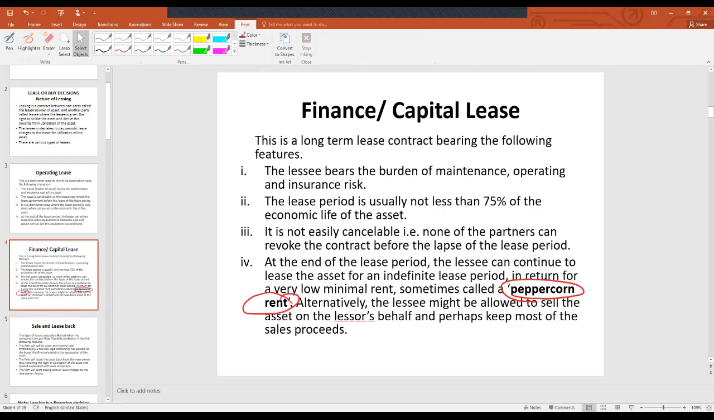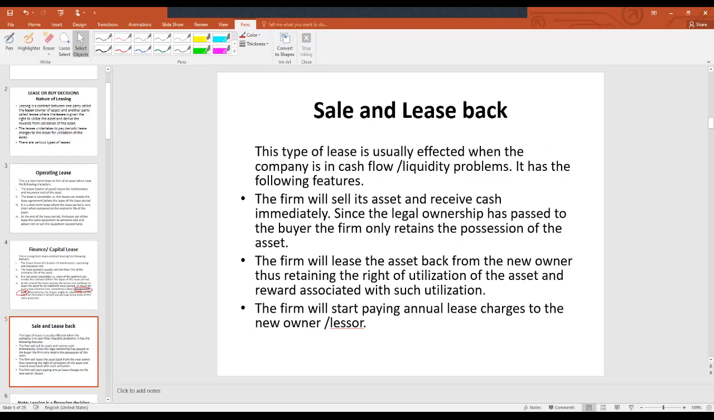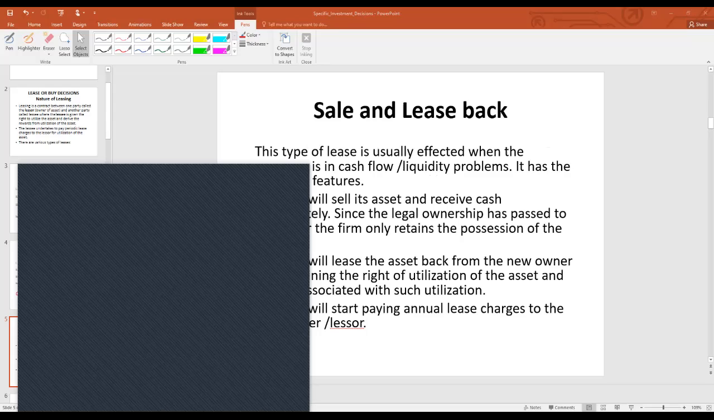In the case of a sale and leaseback, another type of lease contract, this is where the lessee, let me illustrate it. I think it's much better for me to illustrate how the contract comes about. A sale and leaseback.